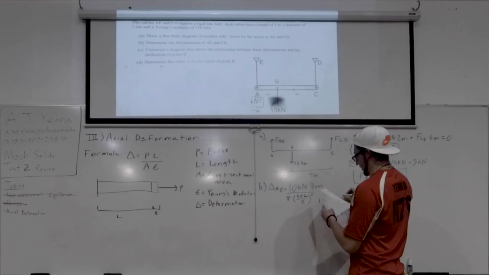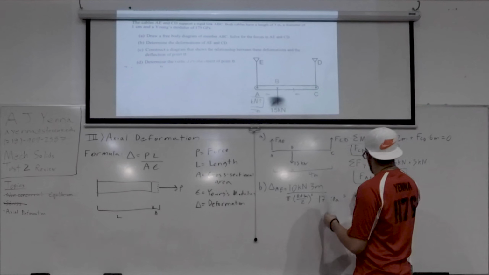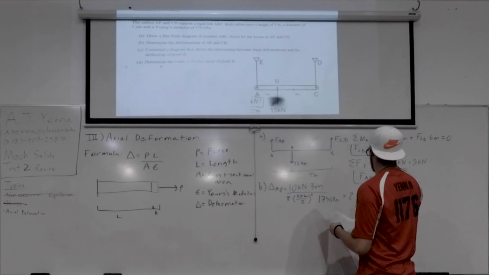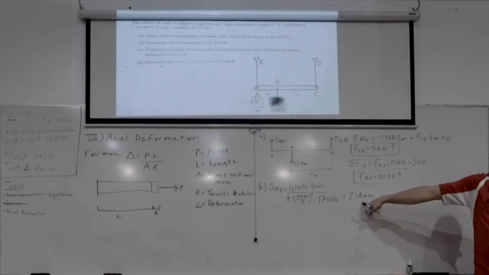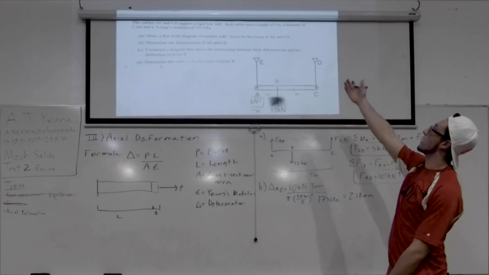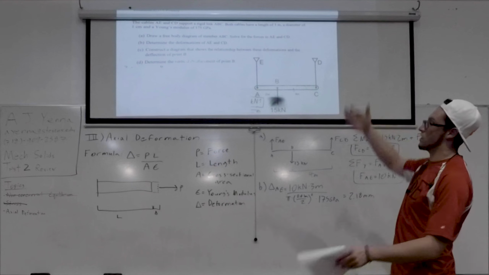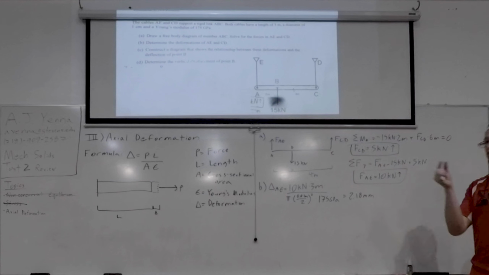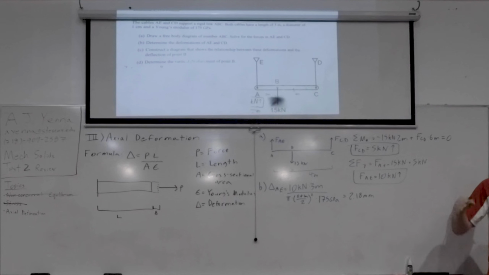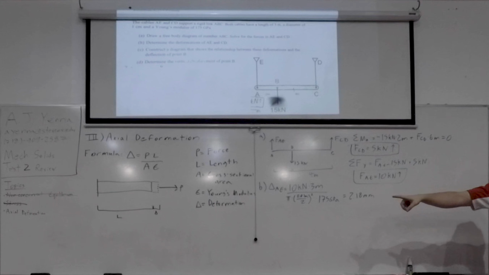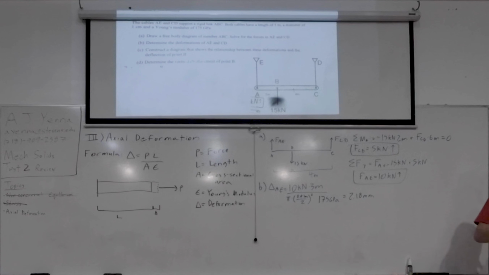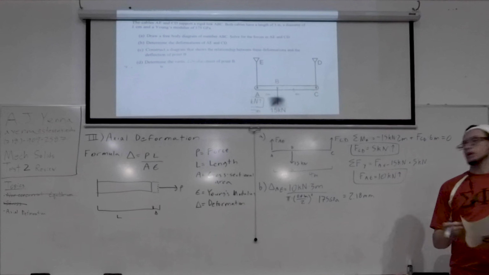Plug it into a calculator and you get 2.18 millimeters. Notice how this distance is very small compared to the length of the rods themselves. You're looking at 3 meters versus 2 millimeters, which makes sense because if you're picturing stretching a bar of steel, it's not going to stretch very much. So use that as a sanity check. If you're getting a deformation that's like feet or meters long, go back and check your work. You probably made a mistake.